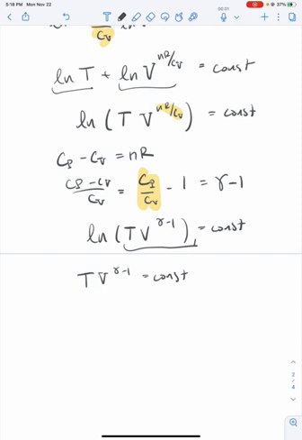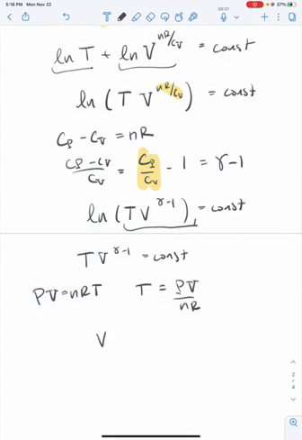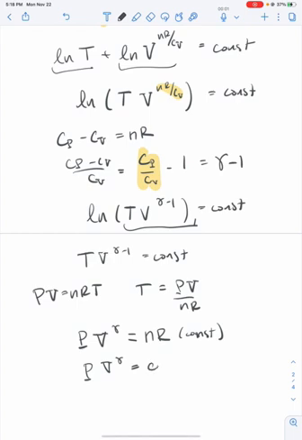And then the way we wrote this earlier was that PV to the gamma is constant. We just get that by remembering that PV equals nRT. So T is PV over nR. And that means that V times V to the gamma minus 1, which is just V to the gamma, times P, is nR times a constant, which means that that's just also a constant. Again, it's a different constant, but we don't care what that constant is. So we just write PV to the gamma as constant.